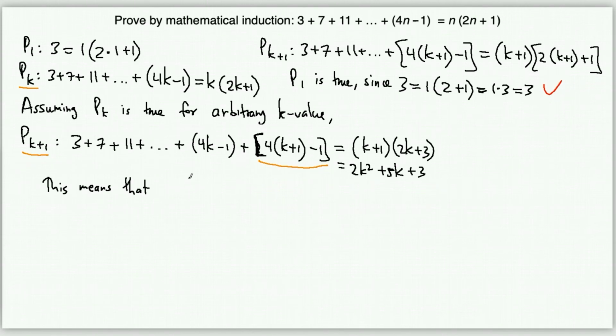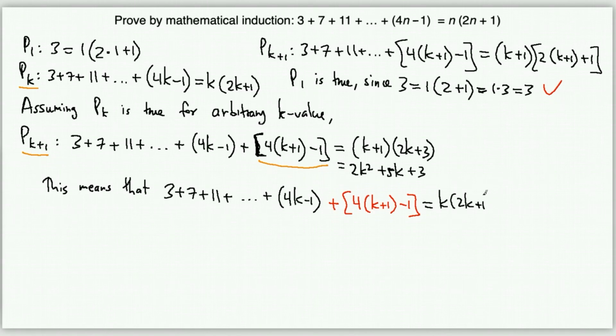So this means that 3 plus 7, I'm just copying this, plus all the way until 4k minus 1. And again, I'm going to add this one to this left side, because we copied the left side. Now we're going to add this term, indicated in red: plus 4 times k plus 1 minus 1, is equal to this right side. And then add that red part again, because we have to add it on both sides, in order to not violate the concept of an equation: k plus 1 minus 1.